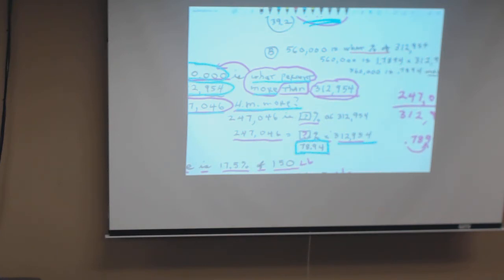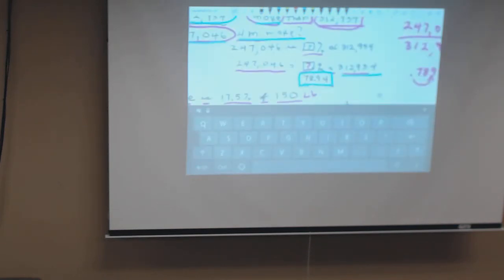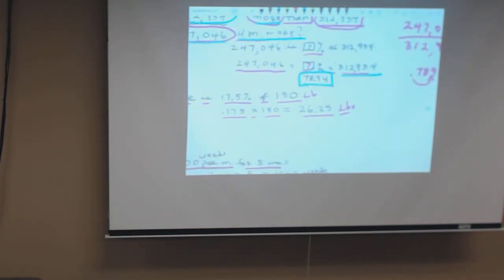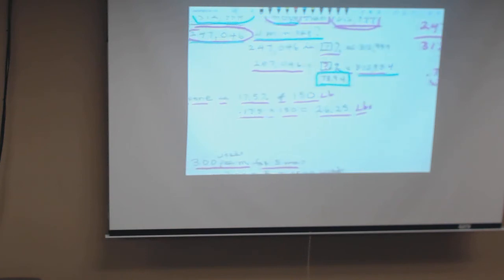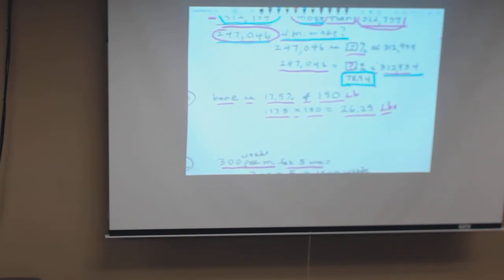And if I want to check it out, I take 0.7894 times 312,954, and I get 247,046. So I multiply these two numbers, and I get this number back again. So I know I've done my math right.